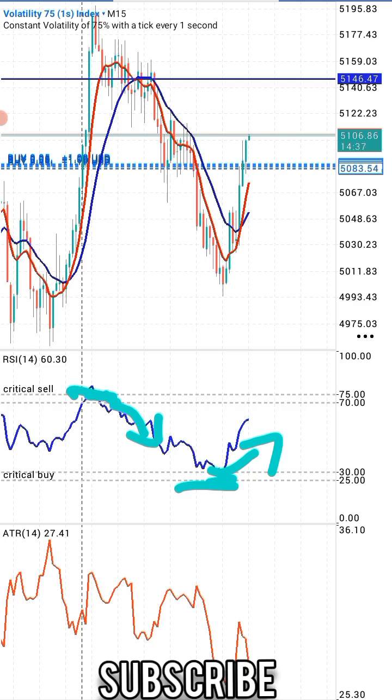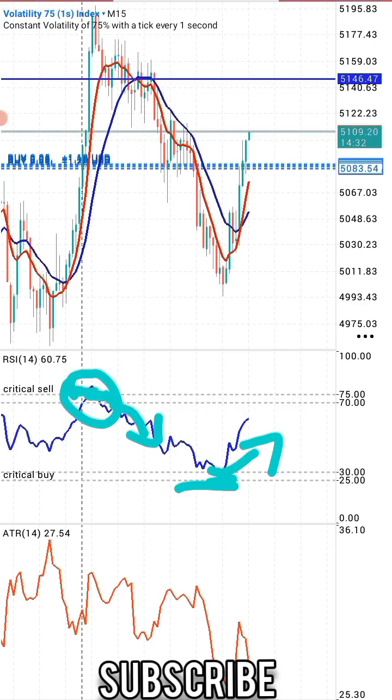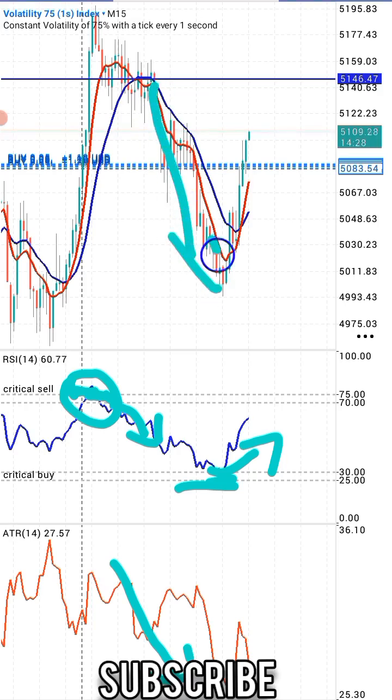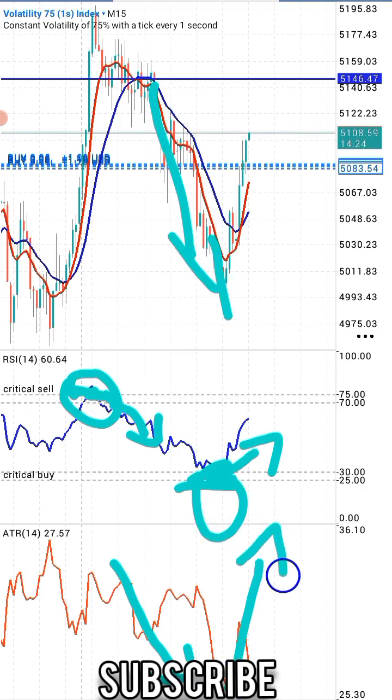Now we combine the two of them so that even if it is on resistance, we can get entry for what? For a sell, just like the way we did here. Even if it is in our support here, we can get entry for what? For a buy. Look at it. It's now buying.